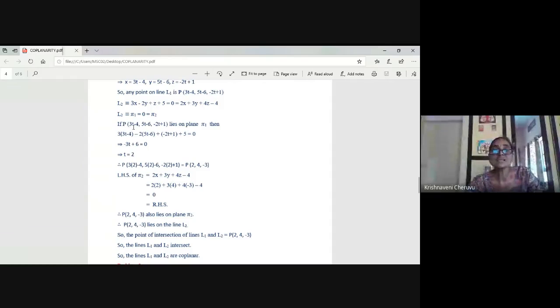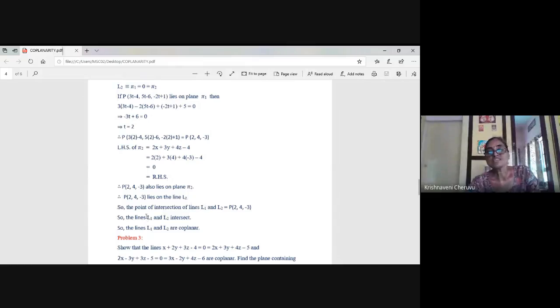Already P is on the first plane, and now P also satisfies the second plane, so it is lying on both the planes, which means it is lying on the line L2. Initially P is lying on line L1. Now you have proved that this point P is lying on both the planes of line L2, which means it is on line L2. So this point is a point on line L1 and a point on line L2.